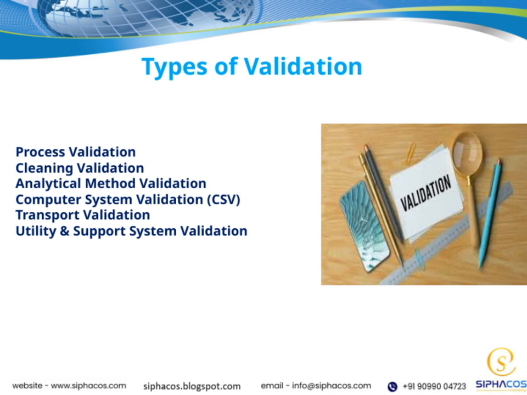First, we have process validation, which ensures that our manufacturing processes consistently produce products meeting quality standards. Then, there's cleaning validation, a critical step to confirm that cleaning procedures effectively remove contaminants and prevent cross-contamination. Next is analytical method validation, which guarantees that our testing methods are accurate, reliable, and suitable for their intended purpose.